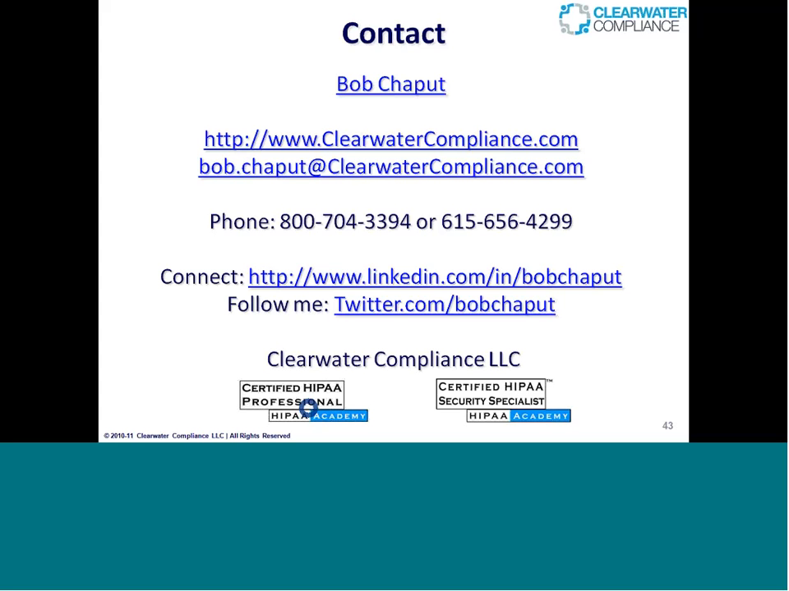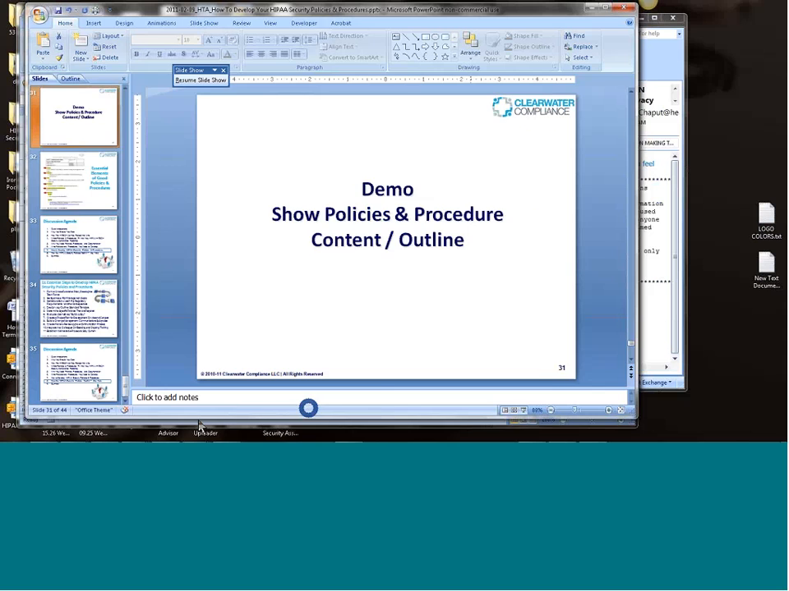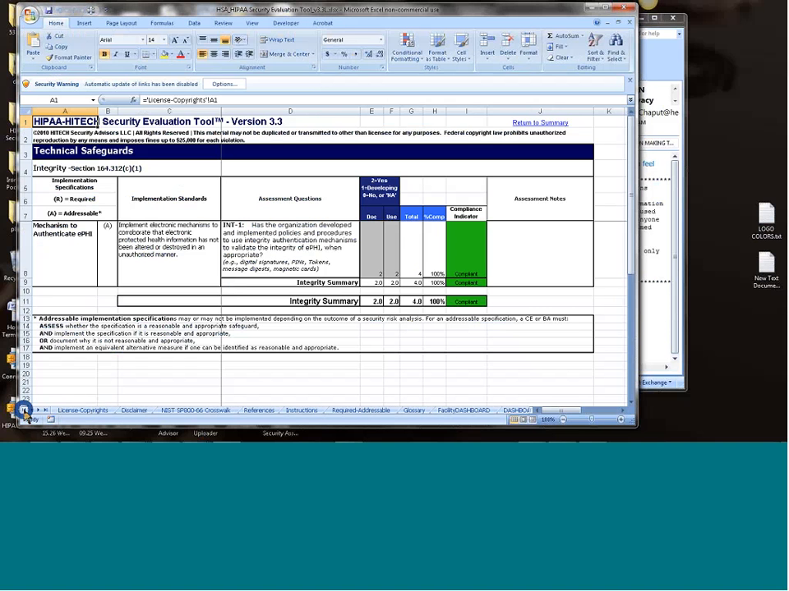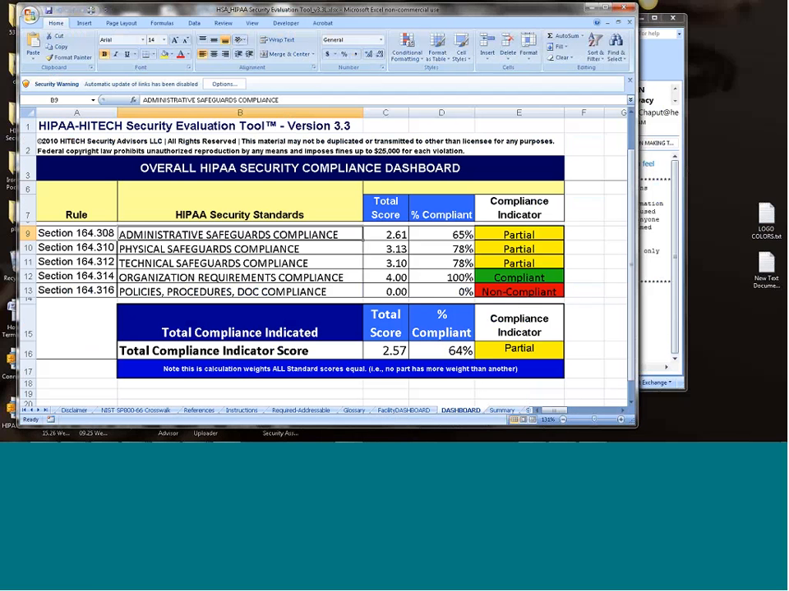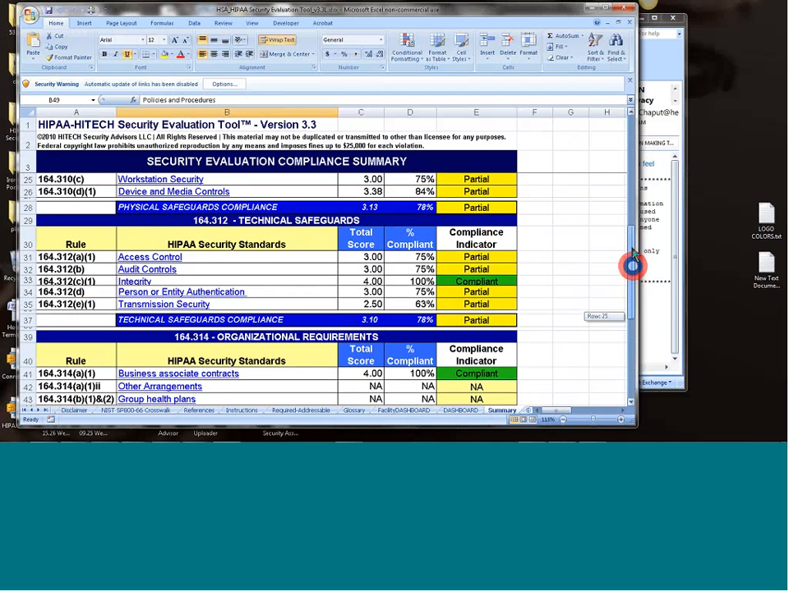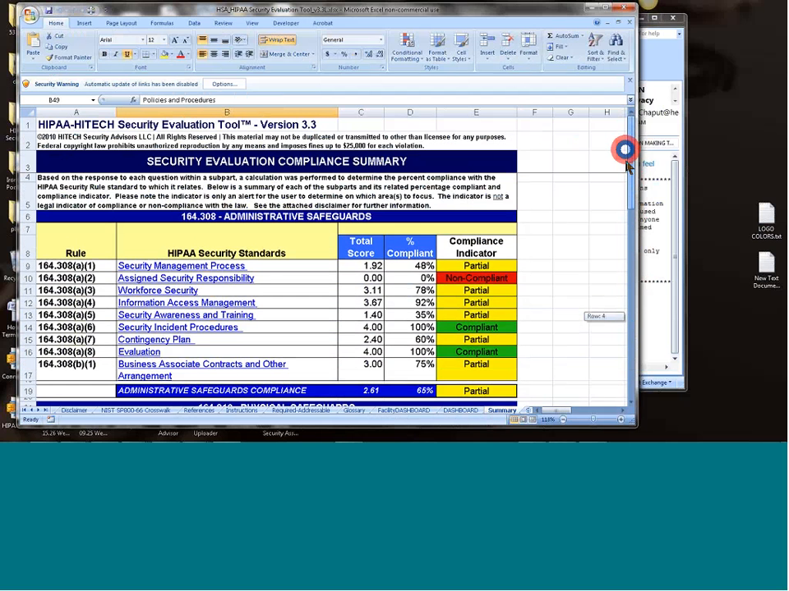So once you become obligated to comply with the law, that puts you in the situation, I'm going back to this, if you can still see my screen, Carol, of having to address each one of these standards in the law. And that includes policies and procedures. So the short answer is yes.